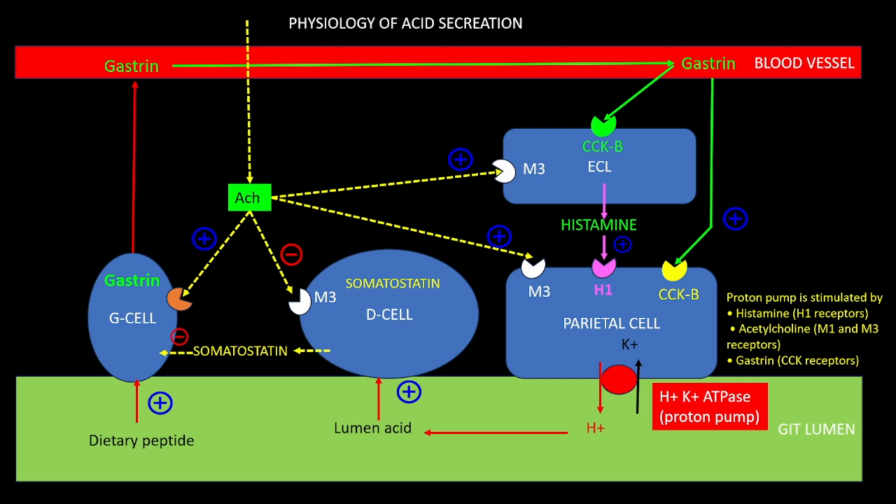Here different kinds of drugs can be used. See here, proton pump inhibitor is there. The H plus K plus ATPase, we can also call it the proton pump. So in order to reduce the acid secretion in peptic ulcer, we can use the proton pump inhibitors.